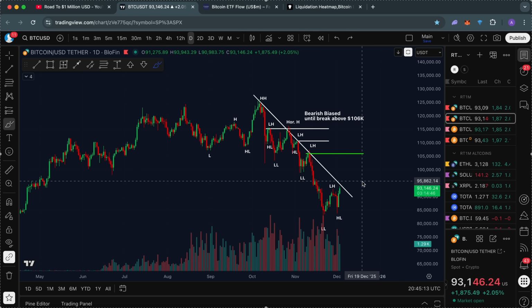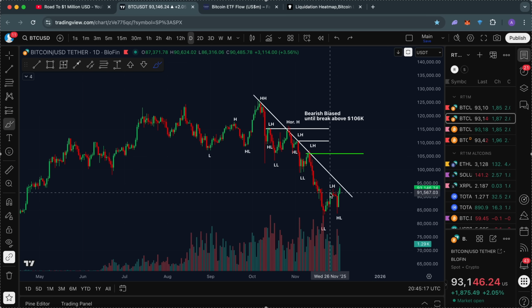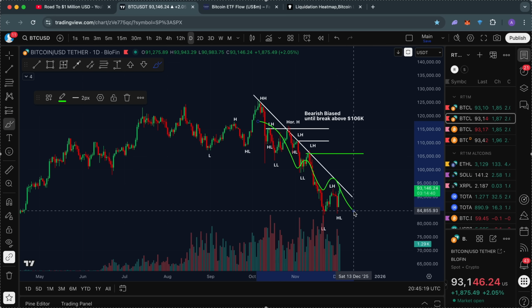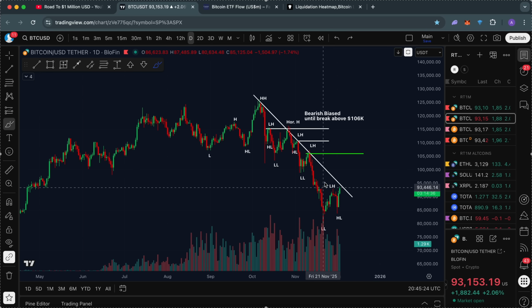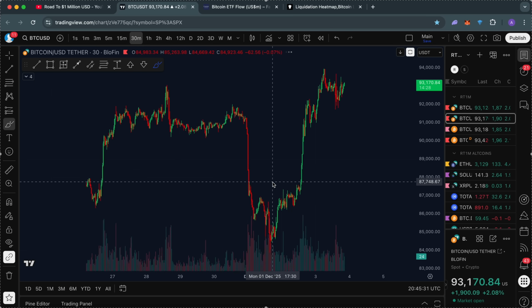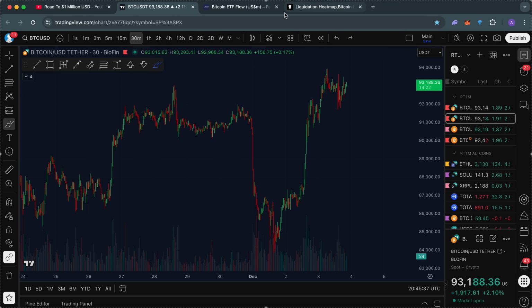I'm still bearish biased until we actually break above 106K in the Bitcoin price. But that is only, of course, on this higher time frame. On the lower time frames, I am, of course, taking advantage of the short-term bullish momentum that we're seeing. And simply by trading the lower time frames, I can take advantage of these short-term pumps and short-term dumps by taking long and short positions.